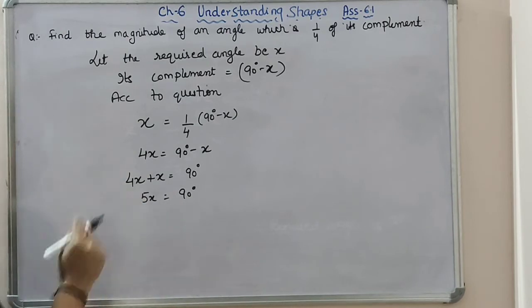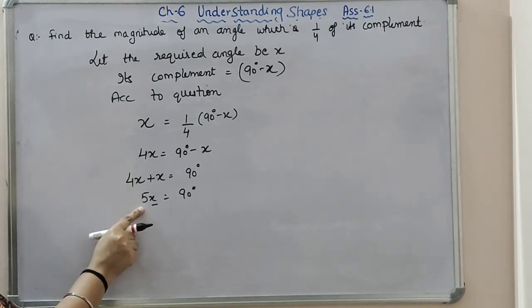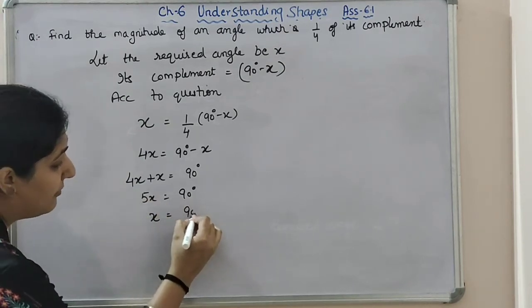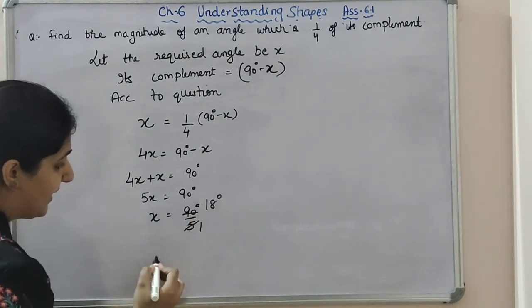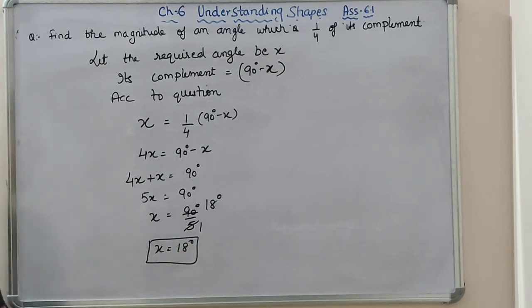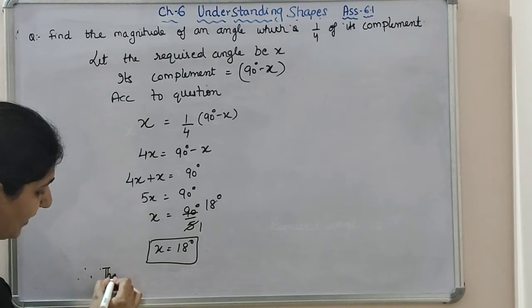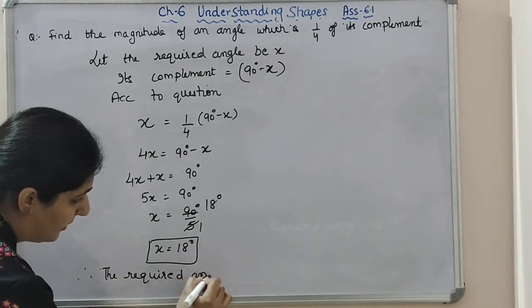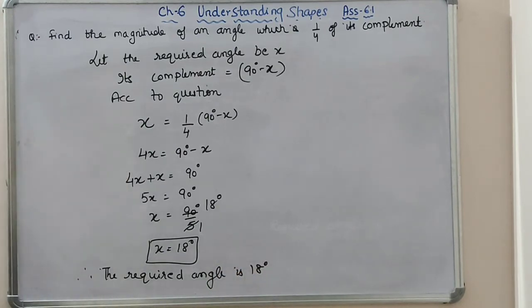Here we have to find out the value of x and we have 5 in multiplication. So we have to keep x only here and this 5 will go in division. So it will be 18. So x is equal to 18 degrees. So we have to write down an answer statement over here. Therefore, the required angle is 18 degrees. Hope you are clear with this.